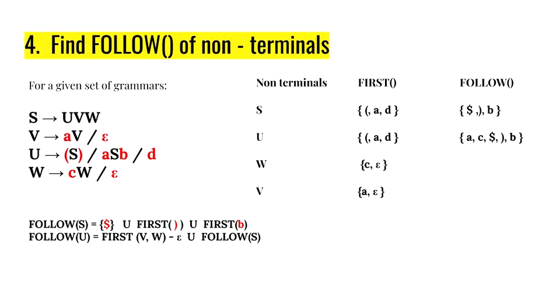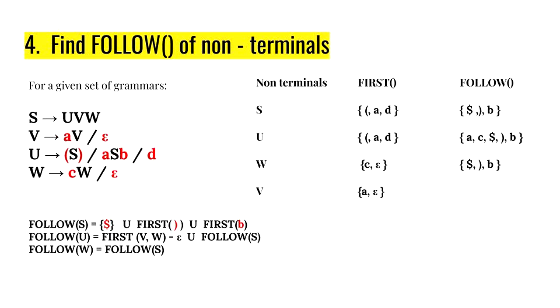To find follow of W, we will find a production that has W on the right hand side of it. That is the production of S derives UVW. There is nothing after W, therefore follow of W will be follow of S, that is dollar closing bracket B.